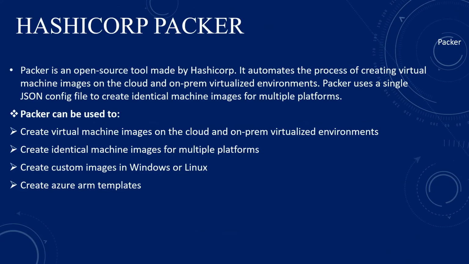Next product is HashiCorp Packer. So Packer is an open source tool made by HashiCorp. It automates the process of creating virtual machine images on the cloud and on-prem virtualized environments. Packer uses a single JSON configuration file to create identical machine images for multiple platforms. So Packer can be used to create virtual machine images on the cloud and on-premise virtualized environments. It can also create identical machine images for multiple platforms. Custom images can also be created in Windows or Linux, and Packer can create Azure ARM templates as well.